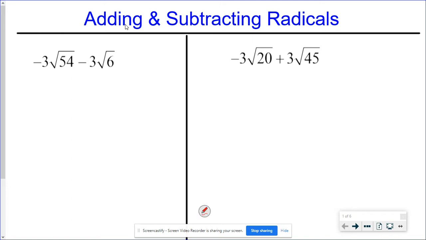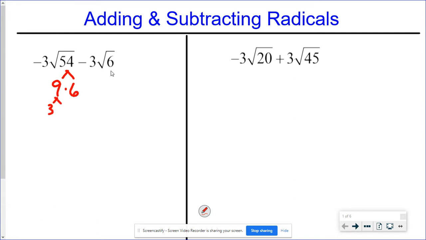the rad 6 is simplified. Hopefully by now you're comfortable knowing that if I split that 6 into a 2 and a 3, there's no pairs. That's not going to simplify. I don't even need to bother doing anything with rad 6. However, 54 can be simplified. That'll be a 9 times 6.